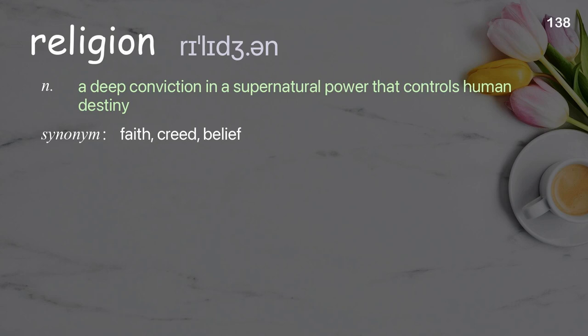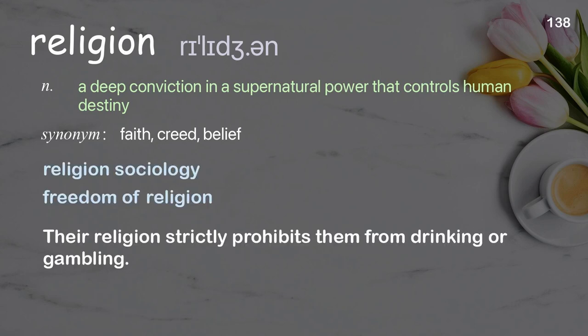Religion: a deep conviction in a supernatural power that controls human destiny. Examples: religion sociology. Freedom of religion. Their religion strictly prohibits them from drinking or gambling.